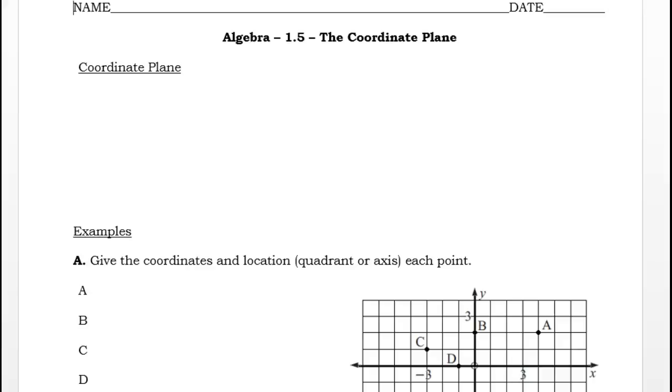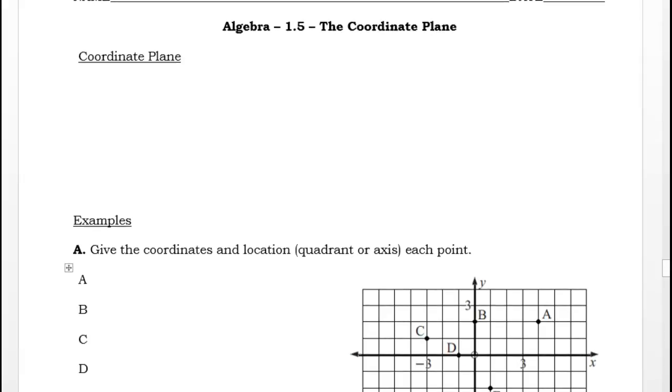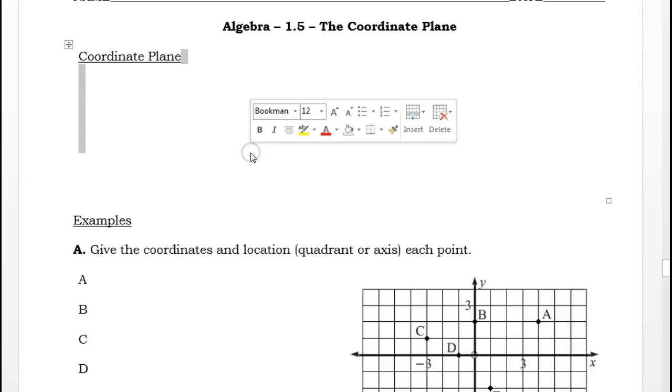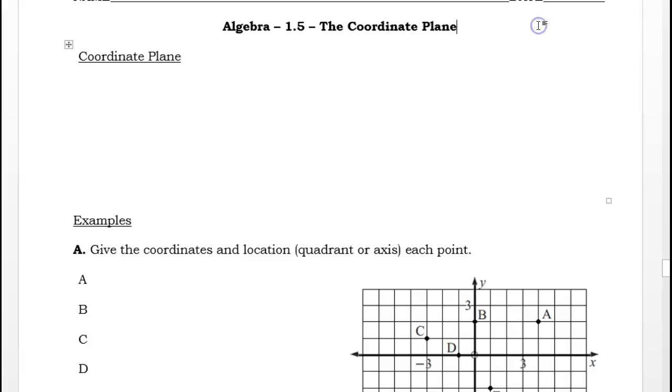This is Algebra Lesson 1.5, and today we're going to talk about the coordinate plane. So this is basically just graphing points. So hopefully we know that these lines are called axes. Axis, singular, axes, plural. This is the x-axis, and this is the y-axis.